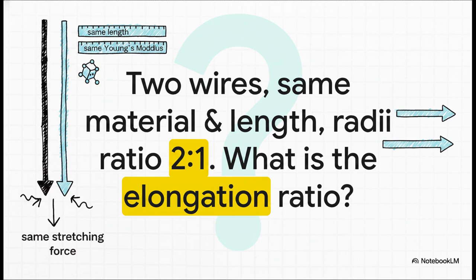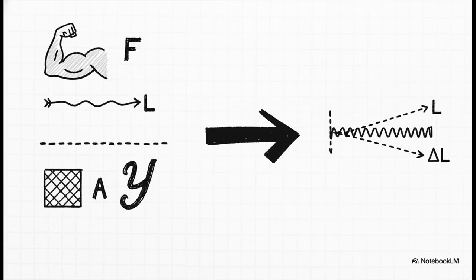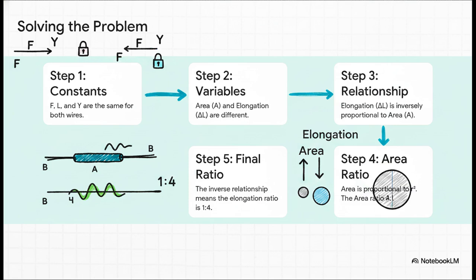Let's find out. To solve this, we need our main tool. We just take that Young's modulus equation and we rearrange it to solve for what we're looking for, elongation, or delta L. As you can see, the stretch depends on 4 things: the force, the original length, the cross-sectional area, and the material's Young's modulus. Let's walk through this logically. Step 1. What's the same for both wires? The problem tells us force, length, and Young's modulus are all constant, so we can pretty much ignore them for the comparison.